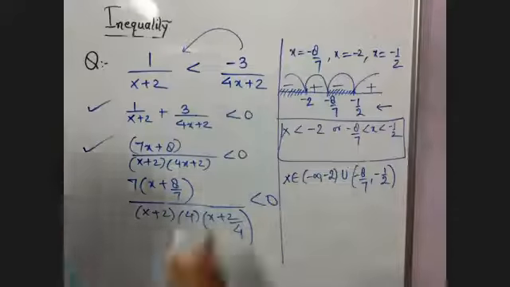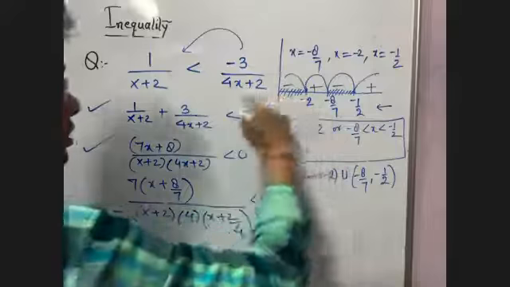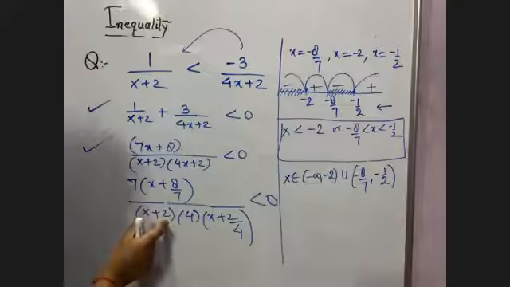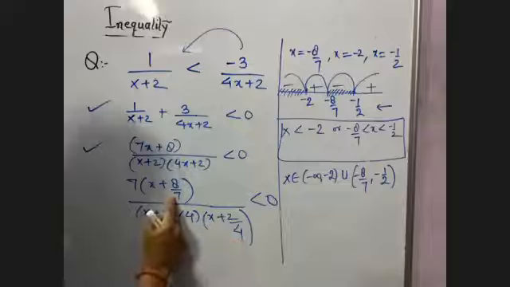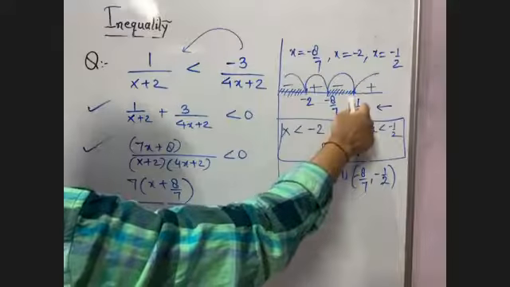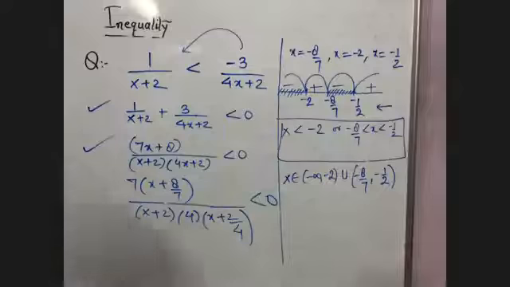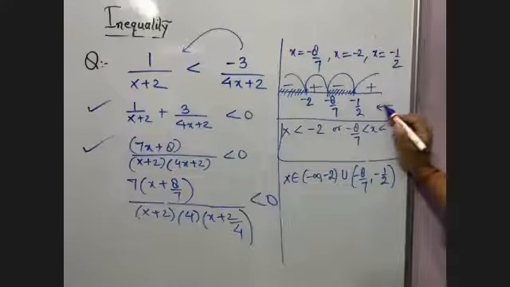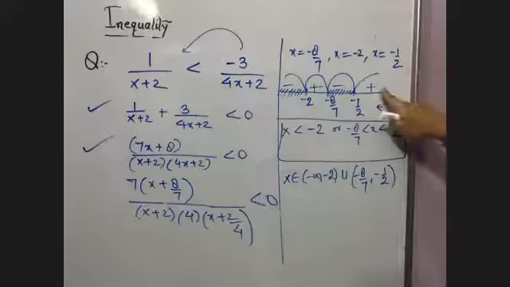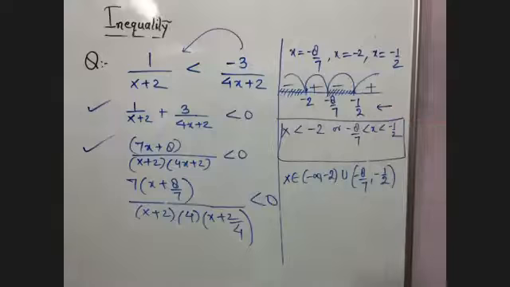Now plot it on the number line. The smallest is minus 2, then minus 8 by 7, then minus 1 by 2. After plotting, just make a curve like that. Proceed from right to left, distributing alternate signs: plus, minus, plus, minus. I have distributed.